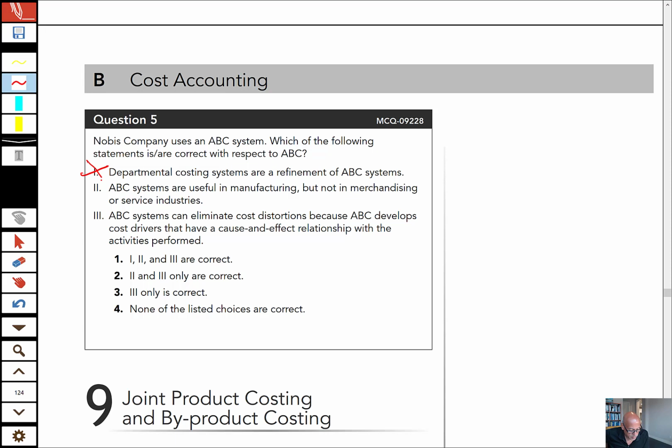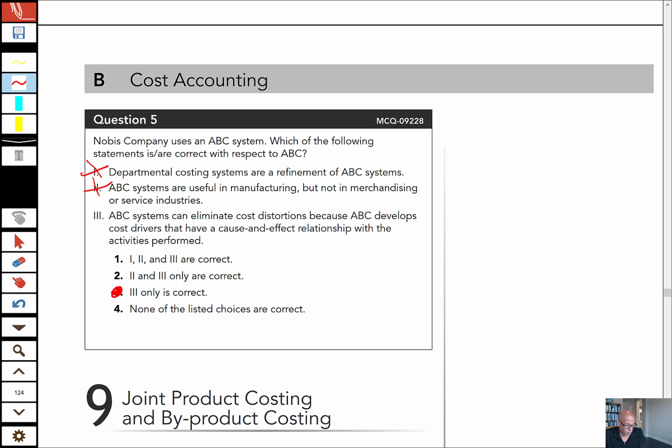Number two, ABC systems are useful in manufacturing, but not in merchandising or service industries. No, I showed you. We had the bottles and cans example, and then I showed you how I used that as an example in the medical area. Number three, ABC systems can eliminate cost distortion because ABC develops cost drivers that have a cause and effect relationship with activities performed. So you look at that and you're like, okay, cool. I know that 3 is correct.